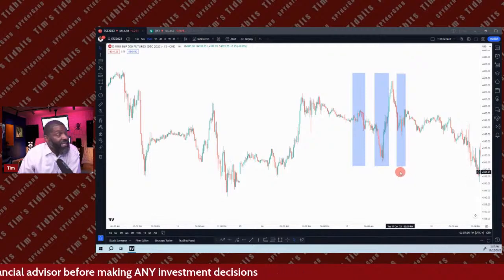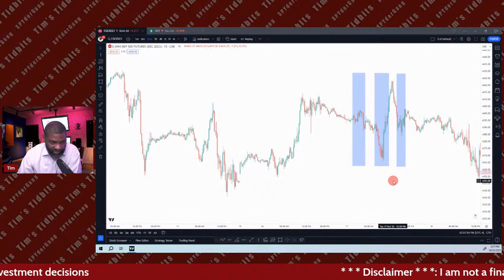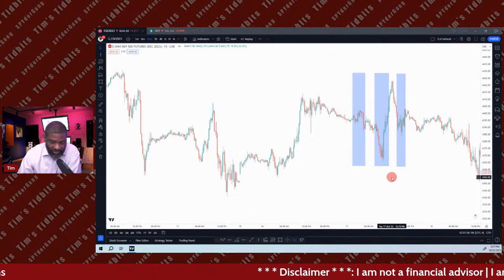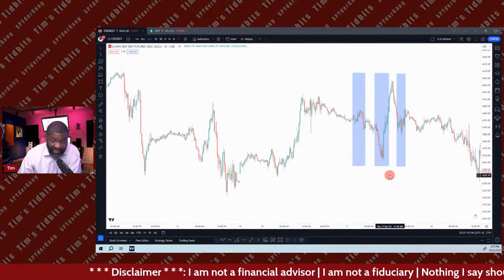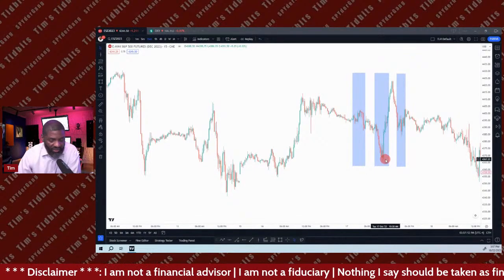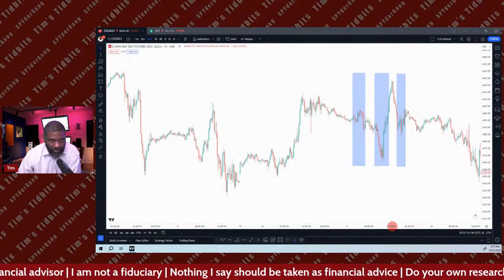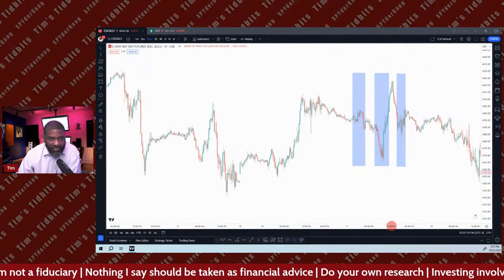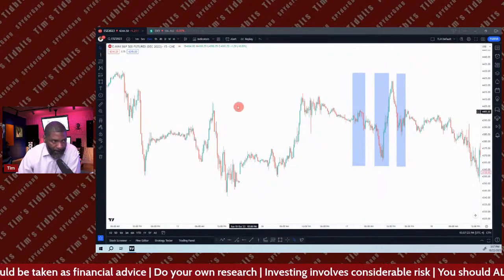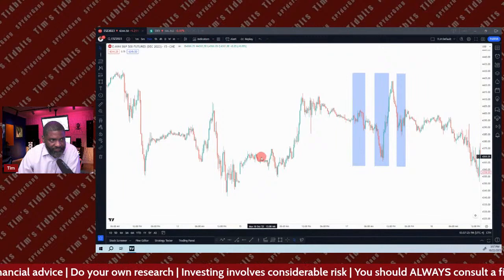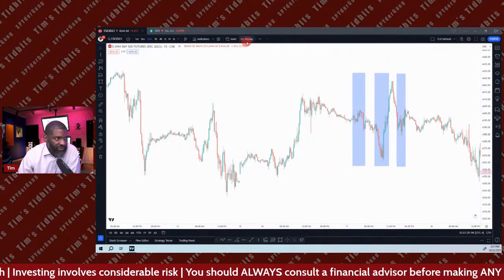Not PD array, but any other concept dealing with ICT. It all starts with the narrative and the bias and the draw and all of that, right? Draw is king. Where do you anticipate price going? So, in this case here, what is price doing up until right here.